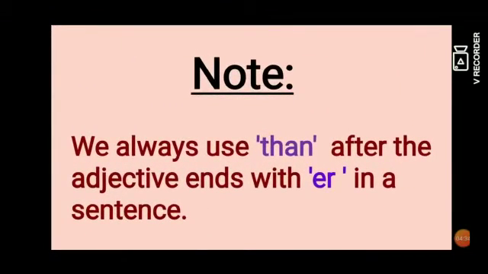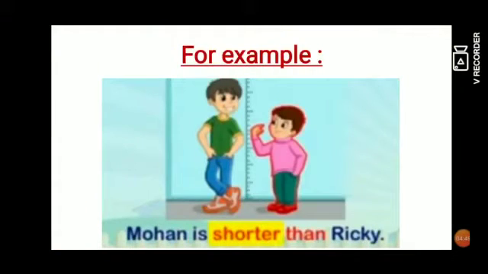There is an important point to note. We always use than after the adjective that ends with er in a sentence. Let's take the example. Mohan is shorter than Ricky. Now here in this sentence, we have used than after the adjective shorter, which ends with er. So it indicates that whenever we use the er form of an adjective, we add than after it in a sentence.